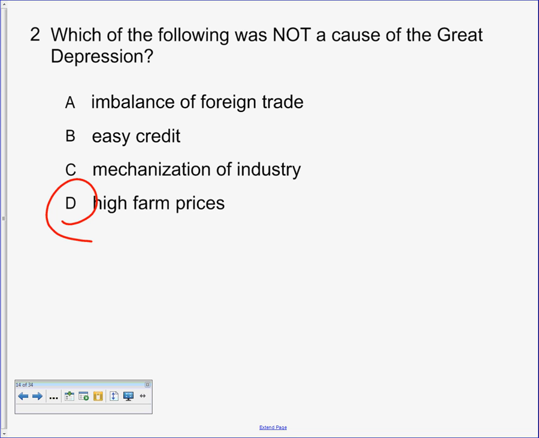Farm prices actually did not rise. They actually declined, which helped cause the depression because farmers could make no money. They were basically outcompeting with each other. But these other 3 were all main causes of the depression, among others.